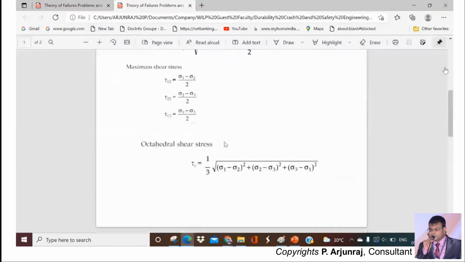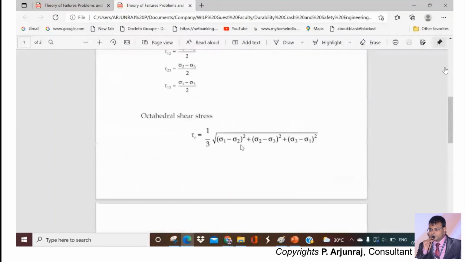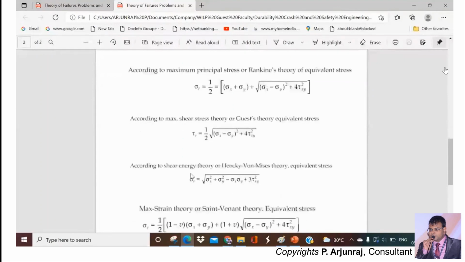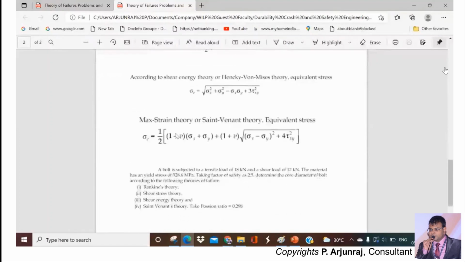With respect to the measure of stress, maximum shear stress, octahedral shear stress, and this maximum principal stress is also called the Rankine theory. And we are also going to see the problem with respect to the shear stress theory, or Guest theory. And the shear energy theory is also called the Henky-von Mises theory. And the maximum strain theory is also called the Saint-Venant theory, where you also have some formulas here.